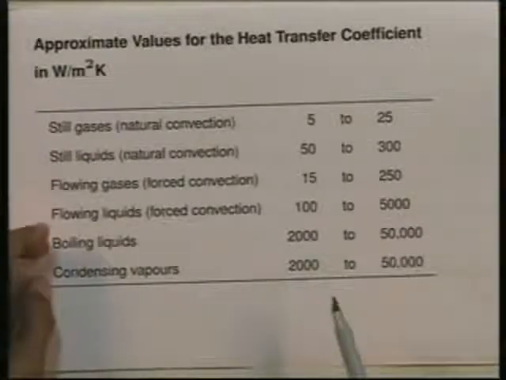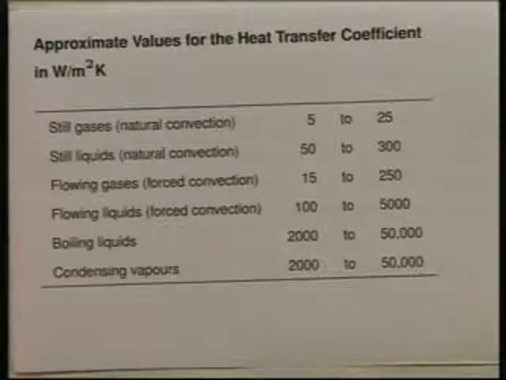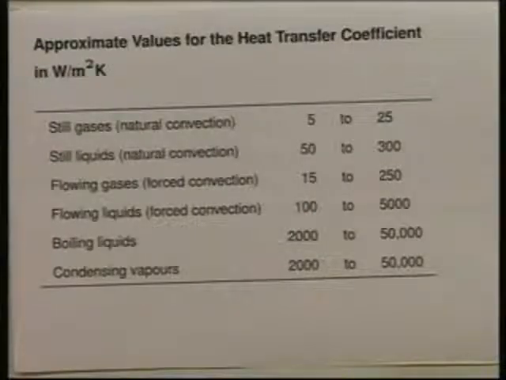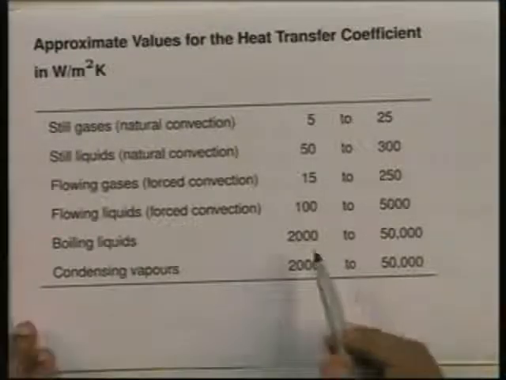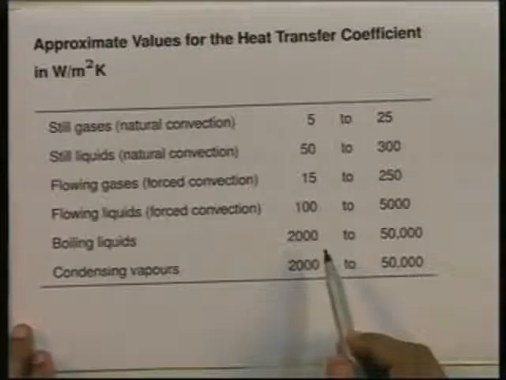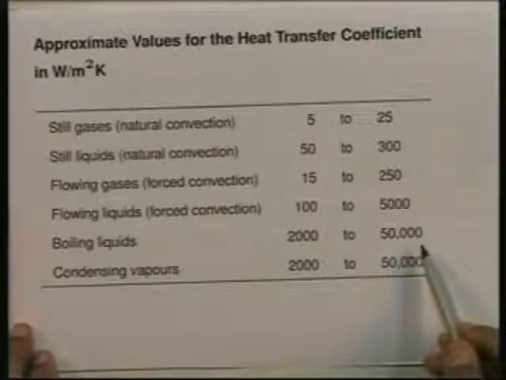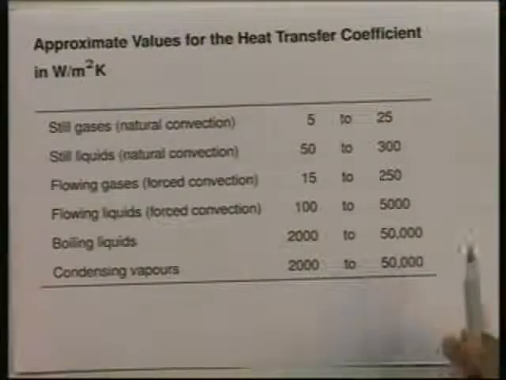And then with a change of phase, that is, if I have a situation in which I give heat so that the liquid boils, or I take away heat so that a vapor is condensed, boiling or condensation, typically the values of H are extremely high, generally always in thousands. Typical values will range from about 2000 to about 50,000, as high as 50,000, 10,000, 20,000, 50,000.